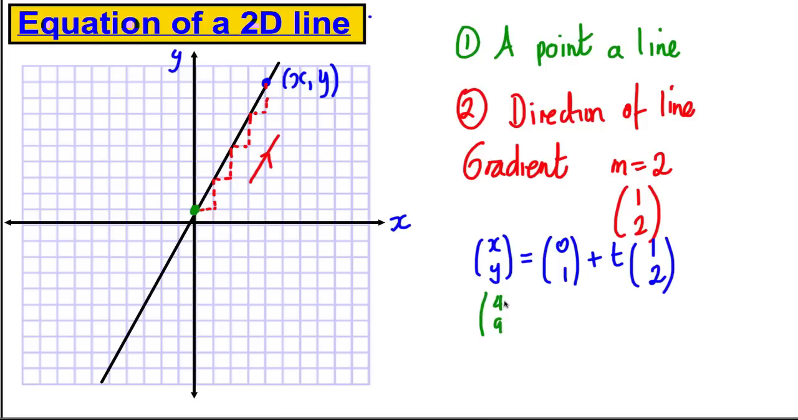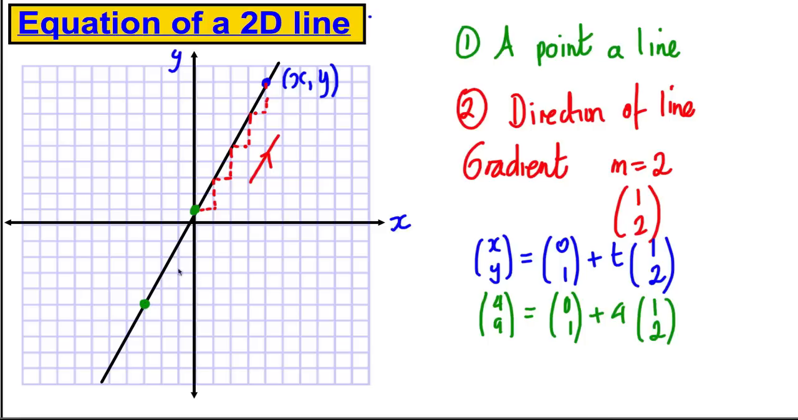So for example, this point here is actually the point 4, 9. Now how could I get myself to 4, 9? Well, I get to the line, 0, 1, and then I go 1 across 2 up once, 1 across 2 up twice, 1 across 2 up 3 times, 1 across 2 up 4 times. I go 4 lots of the direction of the line, or the gradient, and by doing that I get 4, 9.